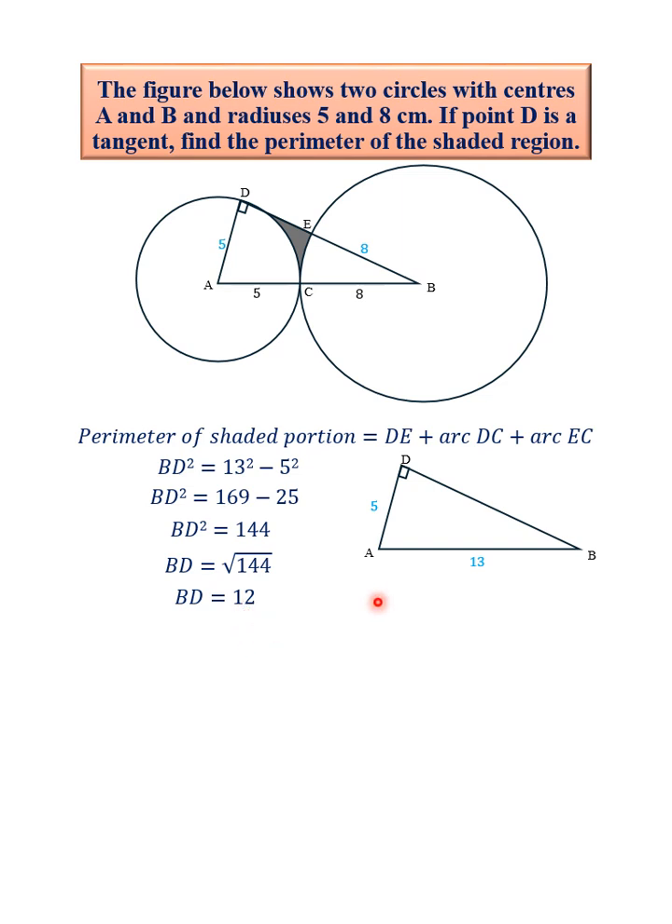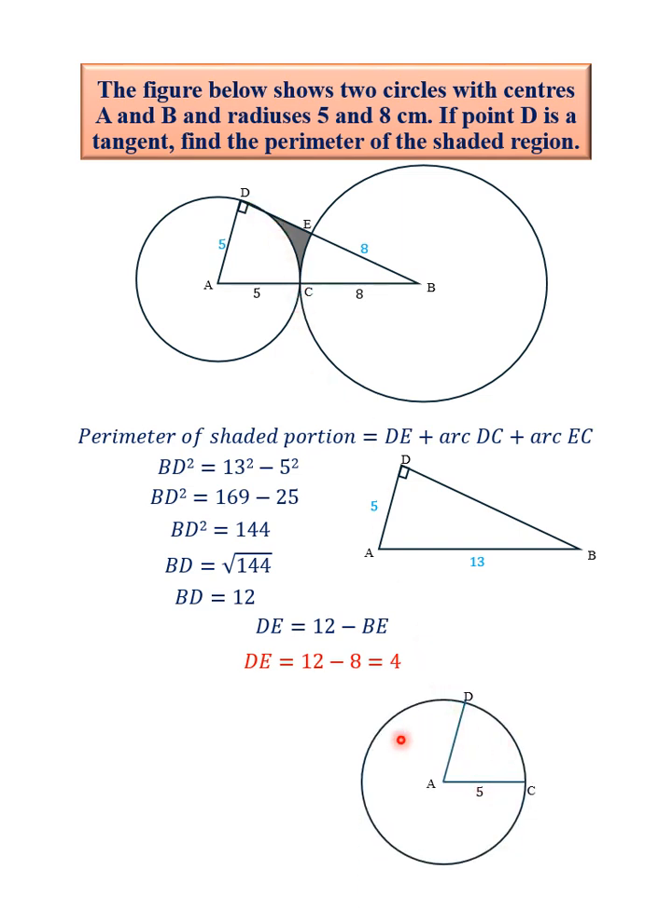Moving on, we have BD as 12. We know BE is 8. So definitely DE will be the difference between BD and BE. So DE will be equal to 12 minus BE. Of course, BE is 8. So that DE will be 12 minus 8, and that is 4. Now we have obtained DE. Let's move to the next, arc DC, which is this arc in this small circle DC. Let's bring it out to make it clearer. This is the small circle.